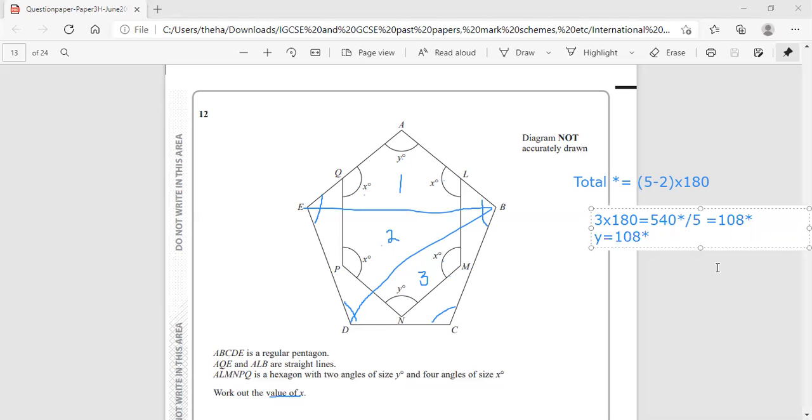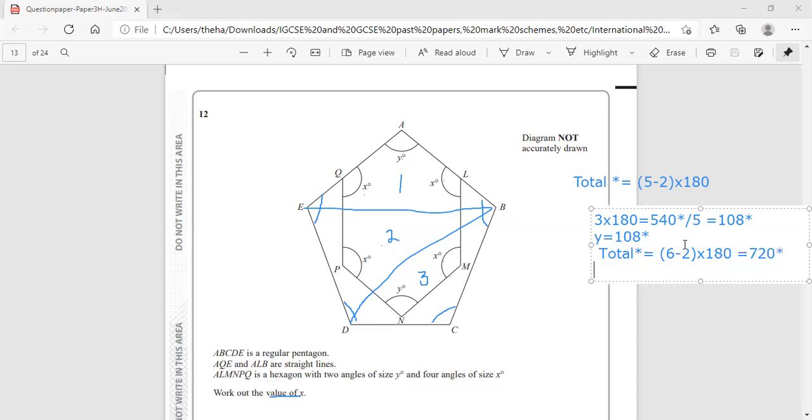Sorry, that's not the final answer, that's the final answer for y, but now we need to work out x. So we can do the exact same thing to find out how many degrees are in the hexagon. Total degrees equals number of sides, which is 6, minus 2, times 180. 6 minus 2 is 4, times 180 gives you 720 degrees inside the hexagon.